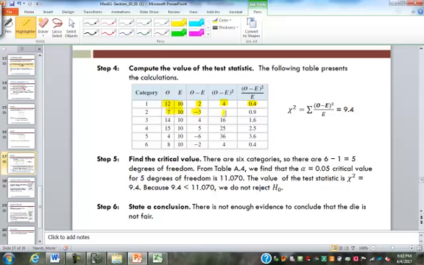7 minus 10 is -3, squared is 9, divided by the expected of 10 is 0.9. And we just follow down. 14 minus 10 is 4, squared is 16, divided by 10 is 1.6. And we get all these values, we add them all up, we get a 9.4 is our test statistic. Now our critical value, we have 6 categories, 1 through 6. So our degrees of freedom are 6 minus 1, or 5.